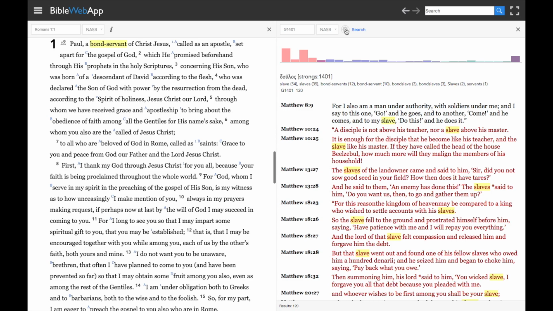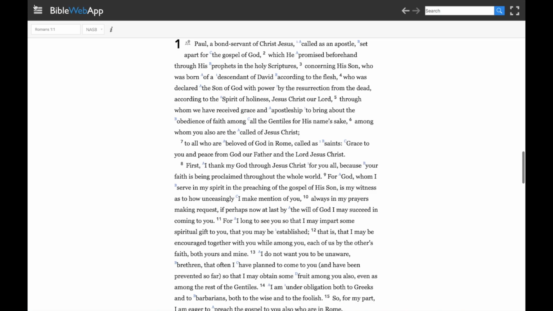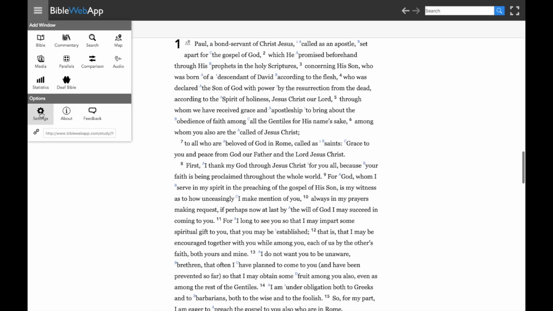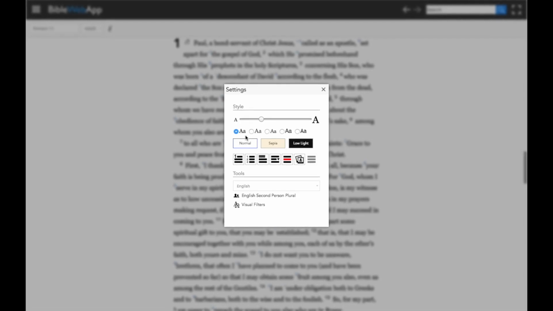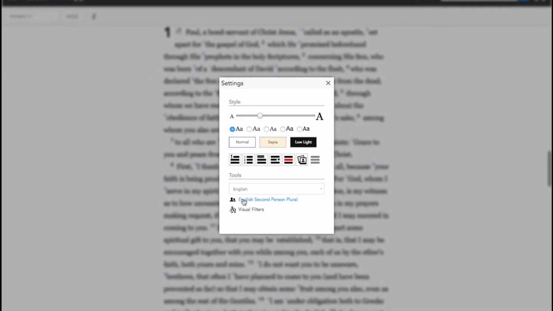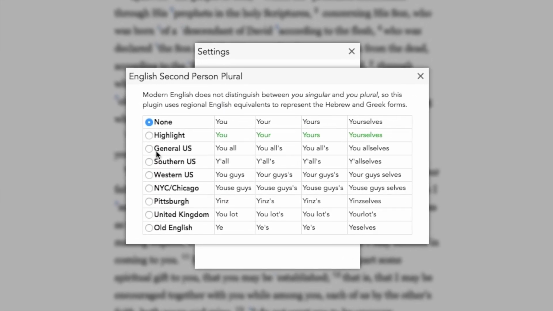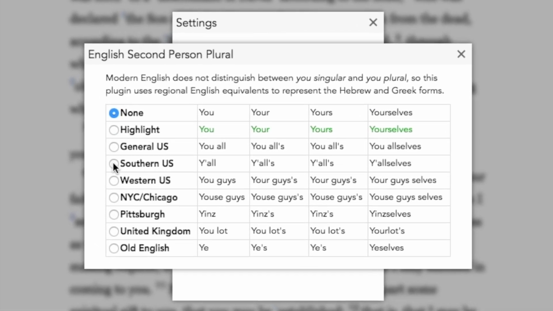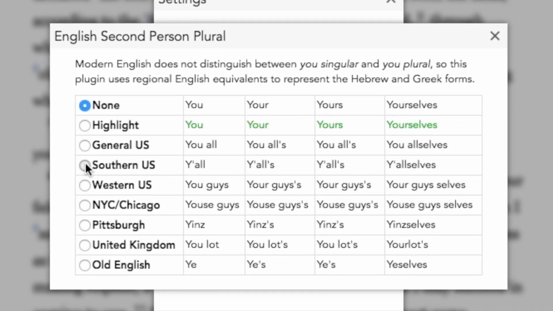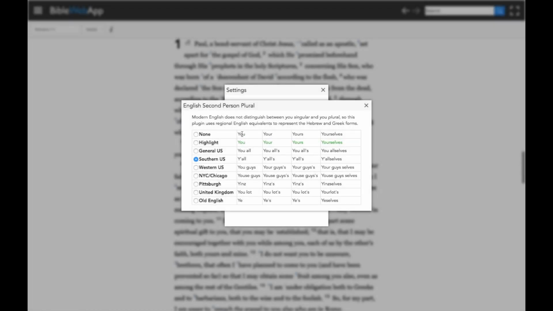One other thing that is really helpful in using this tool is if you click on these three lines up here, go down to settings. This is something that we often miss in English. If you notice here, we have English second person plural. If you change this, I'm from the South, as you may have noticed, so I'm going to change this to Southern U.S. What this means is occasionally in English, you'll see you, and you refers to more than one person. But frequently in the New Testament, we have you plural, and it should be translated y'all and not you singular.